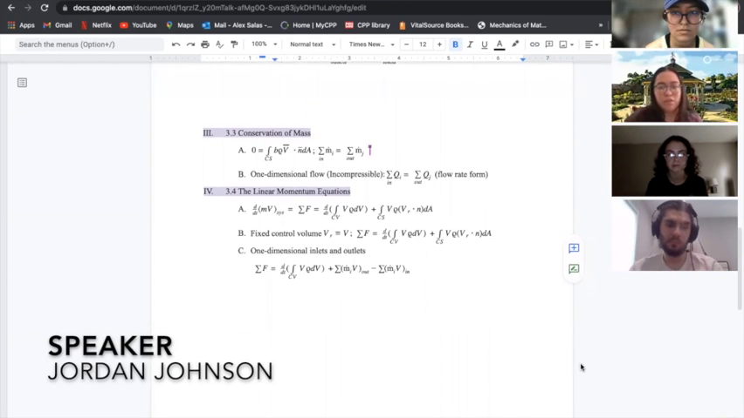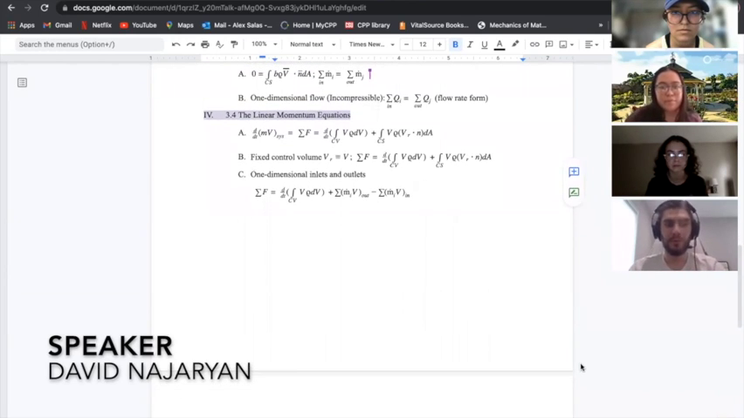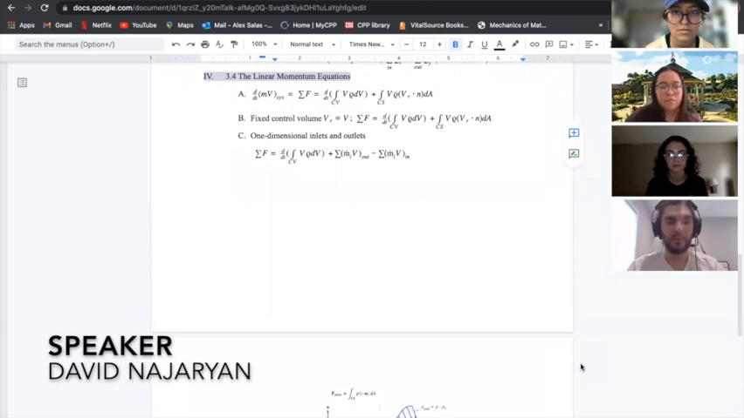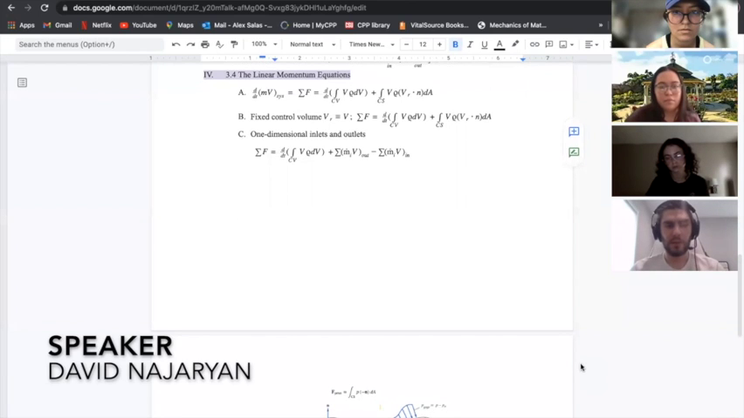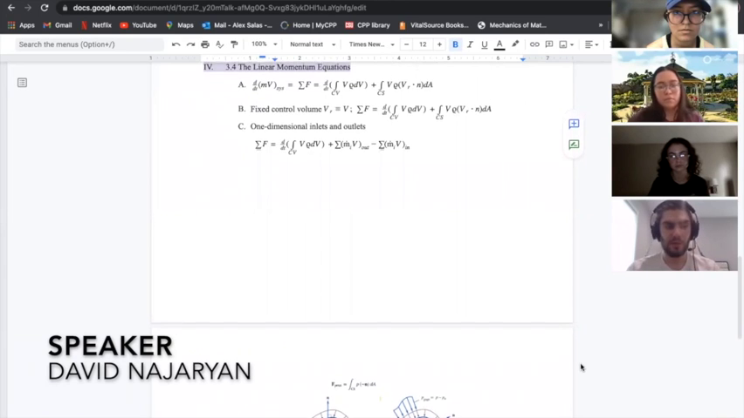Moving on to 3.4, the linear momentum equations. There's 3 assumptions that are made. The fluid velocity relative to the original velocity is the same, therefore acceleration is 0. The sum of forces is a vector sum, and the force is acting on a system material, so therefore the system is a free body. These are vector equations, therefore they have 3 components, x, y, z.